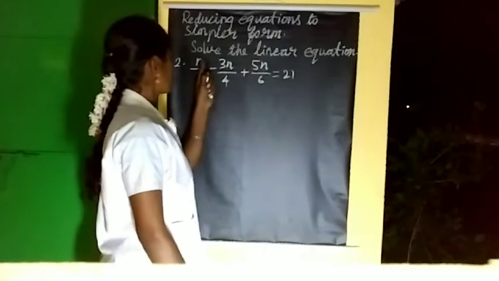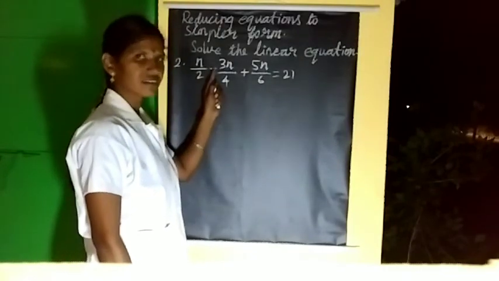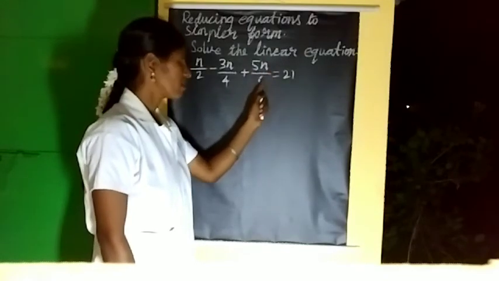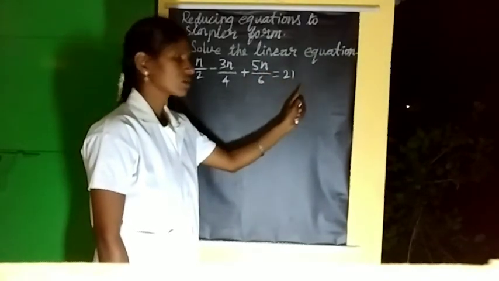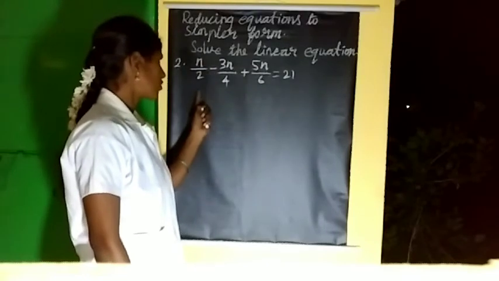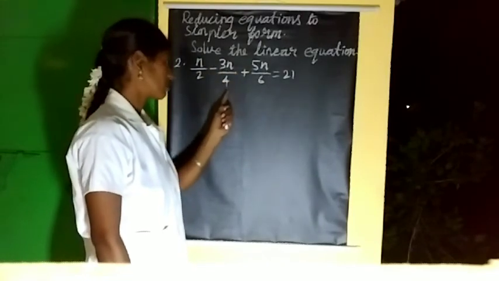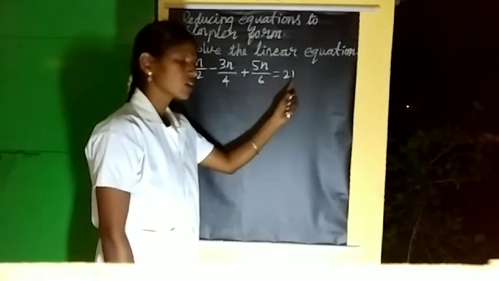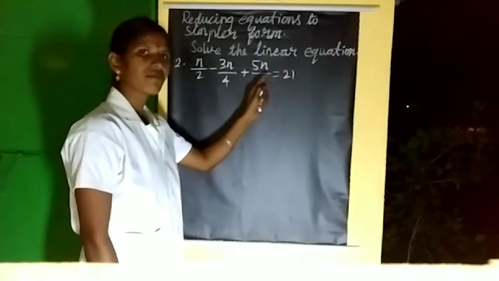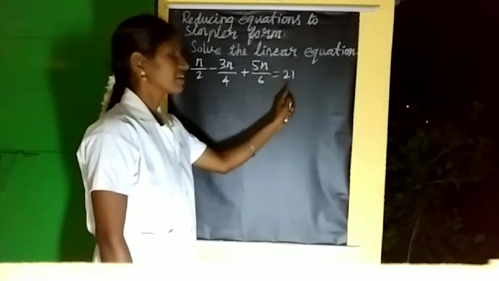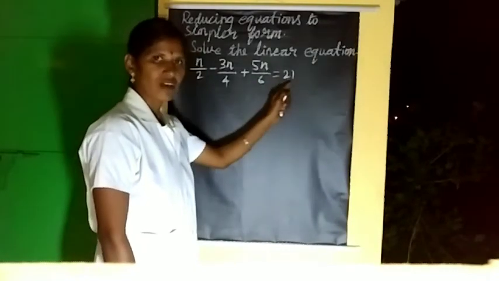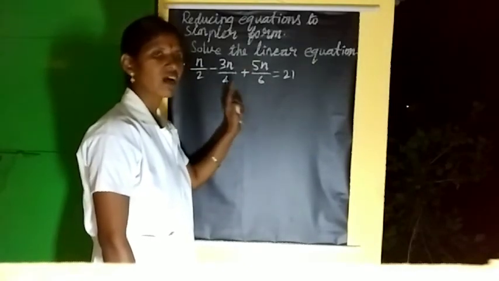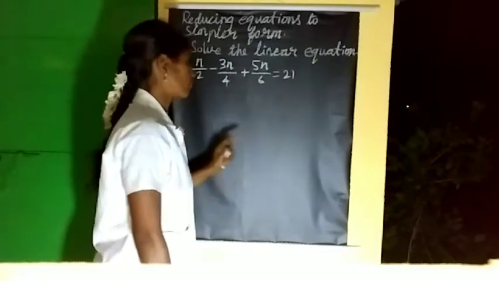Next question. n by 2 minus 3n by 4 plus 5n by 6 is equal to 21. See the question. Here we already have the variable in the LHS and the number in the RHS. Okay. We have to simplify this. We have to bring it into simpler form.